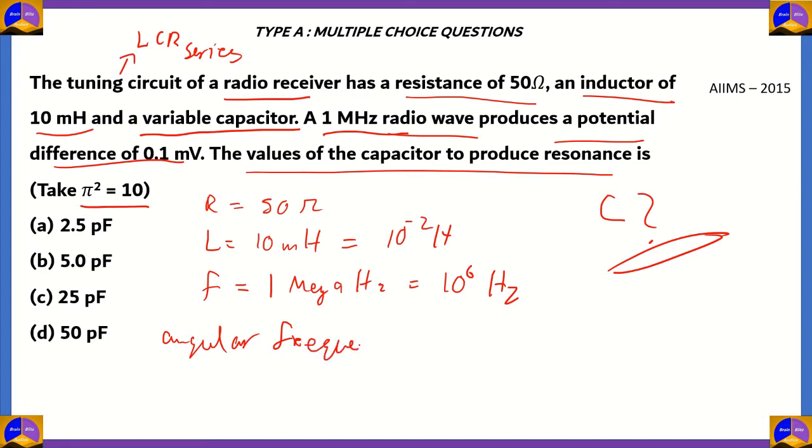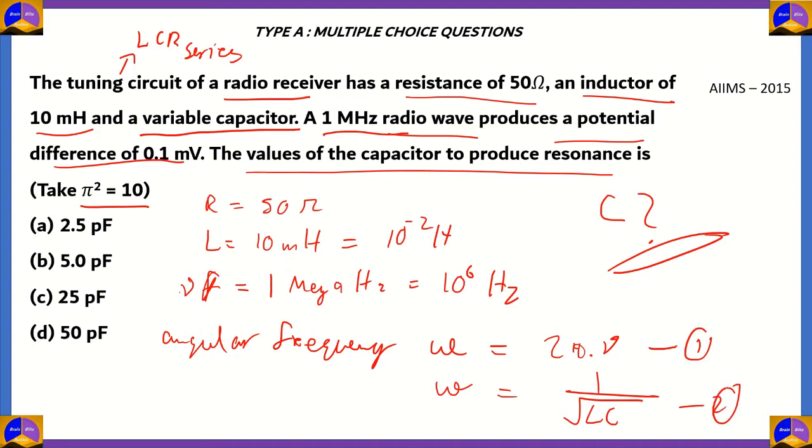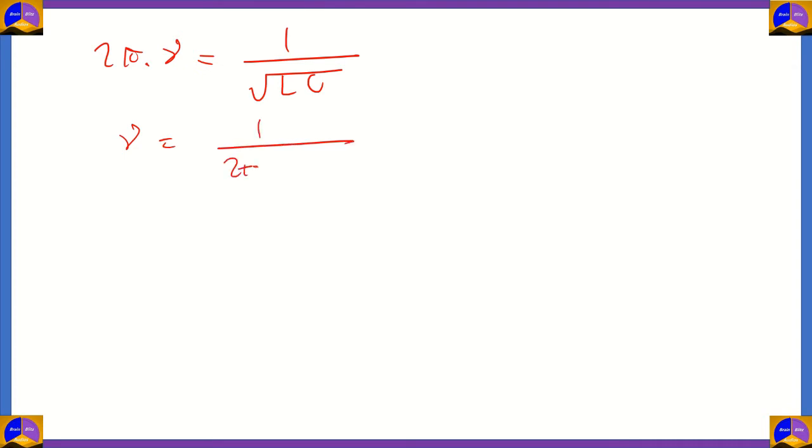The angular frequency, omega, has two formulae. One is 2 pi times the linear frequency, and the other is 1 divided by root of LC. So on comparing both of these equations, we will get 2 pi times the frequency as 1 by root of LC. The frequency is now equal to 1 by 2 pi times root of LC.